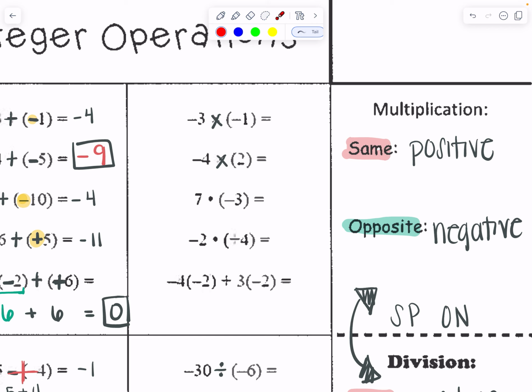-4 times 2, so I'm looking at this second one. The signs are opposite, so my answer is going to be -8. And then let's look at -2 times -4. The signs are the same, -2 and -4, and so I'm going to have a +8.